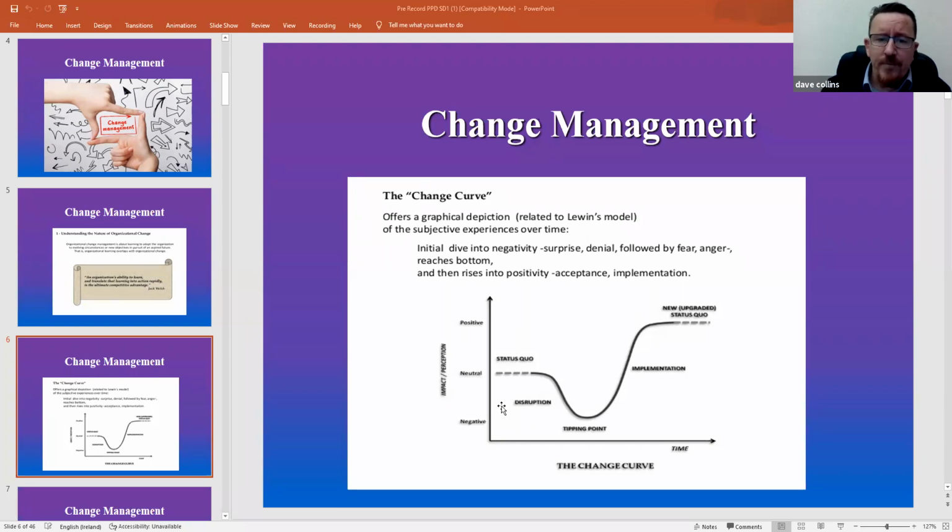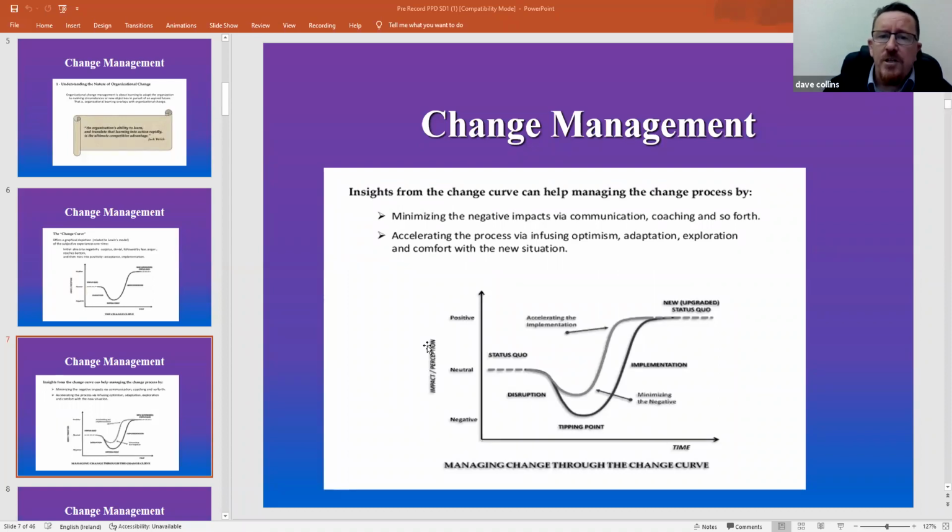So you can see the chart there, right? On the left you have positive, neutral, and negative, and then obviously across the bottom you have the time. So initially you dive into negativity, surprise, denial, followed by fear, anger. That reaches the bottom. Then rises to positivity, acceptance, and implementation. It's a very, very simple chart, and that's what happens. You know, people, we don't want change. We want things to keep going the way they're going. We're happy, we're comfortable. This is how we've done them for the last 20 years.